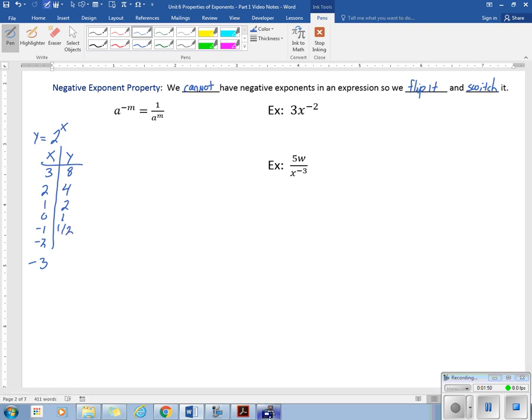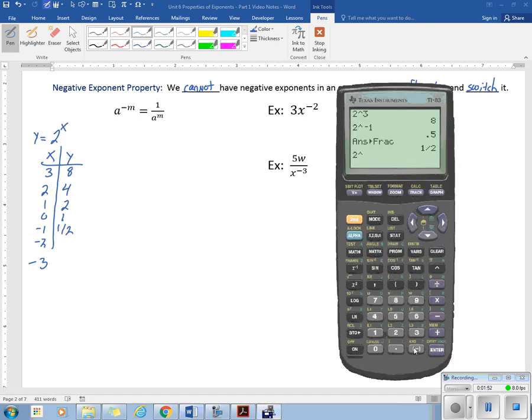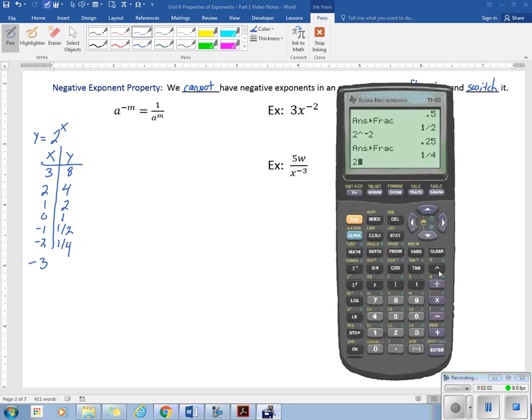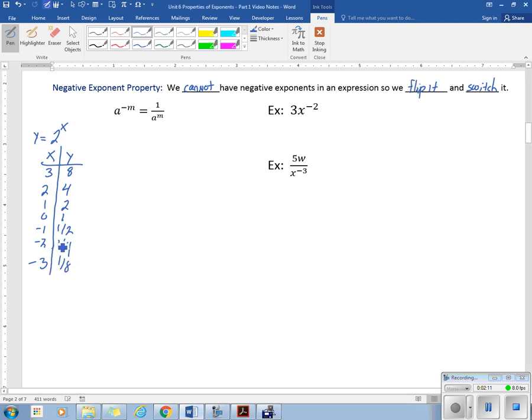Okay, let's do 2 to the negative second power in a calculator. 2 to the negative second power, turn that into a fraction, is 1/4. And then 2 to the negative third power is, as a fraction, 1/8. And you can see that idea of flipping it over and switching it right there. 2 to the third is 8. 2 to the negative third is 1/8. Okay, it's 1 over that number. Just rewrite it as a positive power.